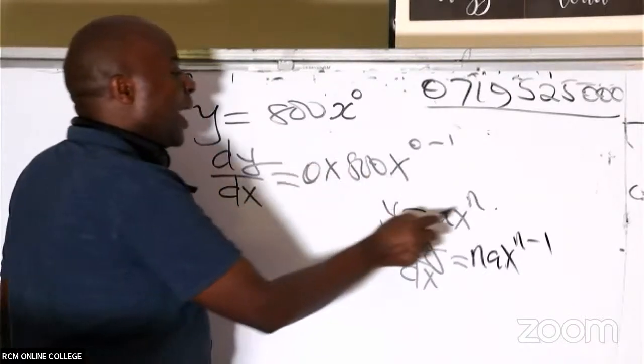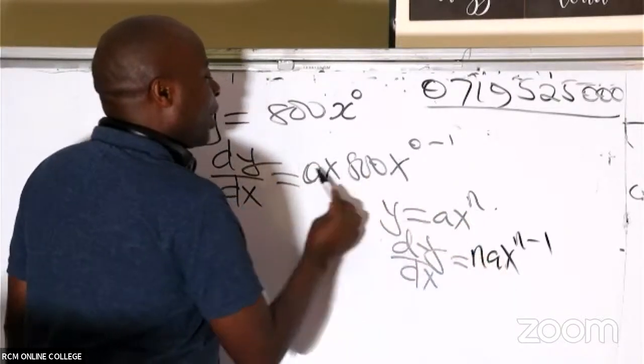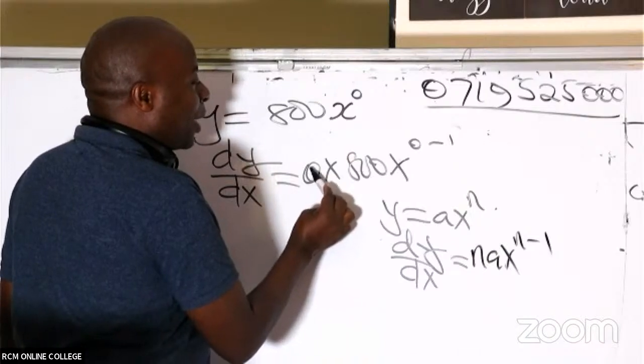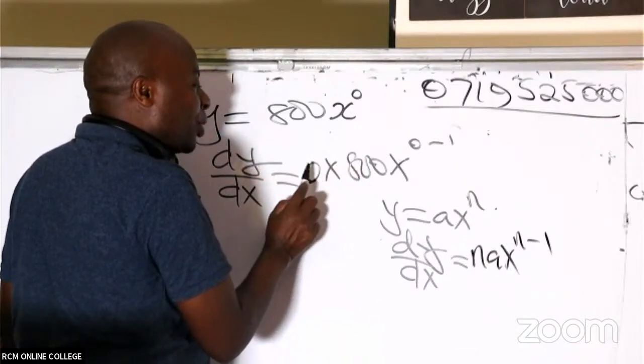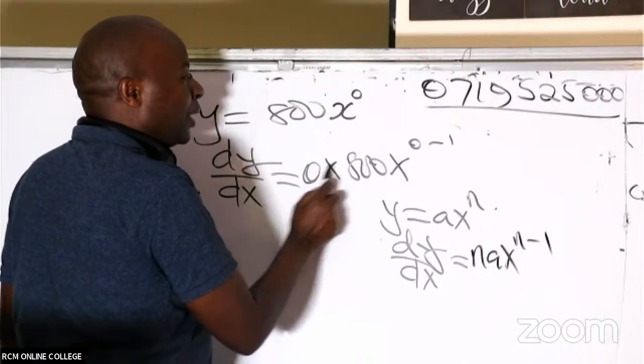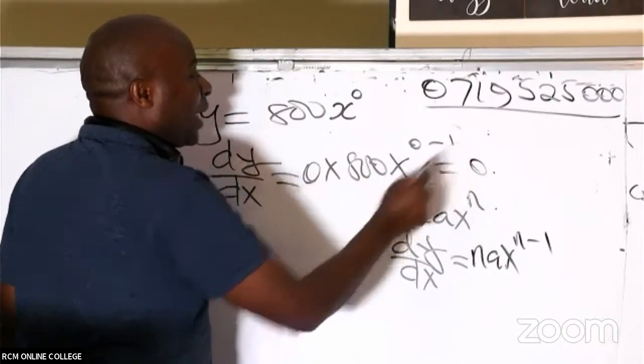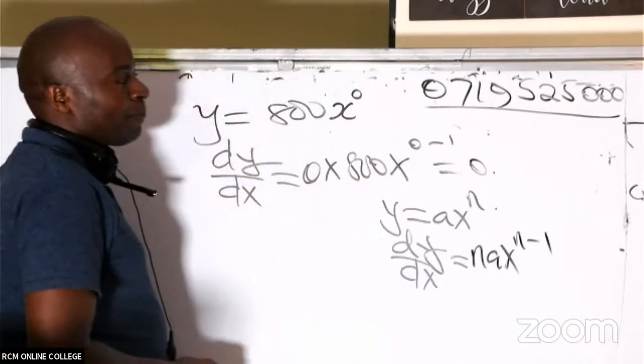Then what do we have, ladies and gentlemen? The n has come down. This n is 0. It has come down, and you know that 0 multiplied by anything gives us 0. We're going to get the 0 there.